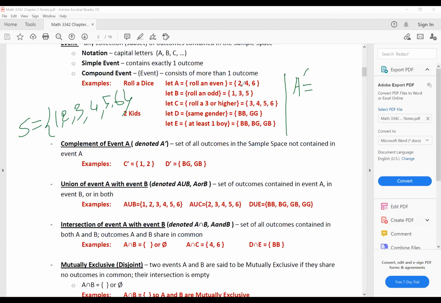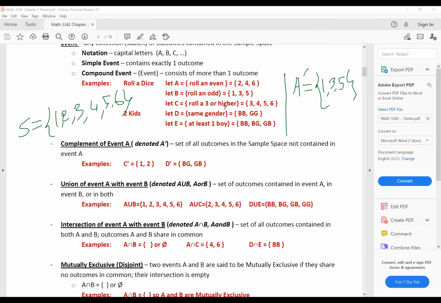So here A contains 2, 4, 6, and in the sample space we have 1, 2, 3, 4, 5, 6. So the outcomes which are not in the set A will be 1, 3, and 5. Now you can see B is the complement of A, right? But it's not always true. Here in this case, B is 1, 3, 5. So B is the complement of A. You can also say A prime instead of B.